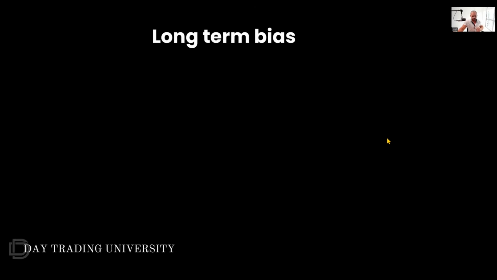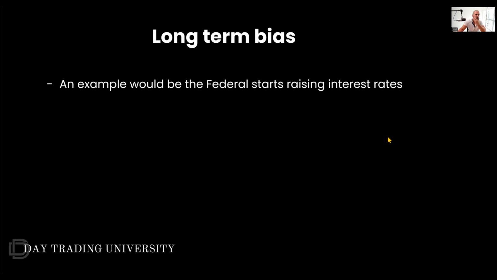Now, a long-term bias. An example of this would be the Federal Reserve starts raising interest rates. Now, if you don't know, I don't want to lose you on this. So if you don't know how interest rates impact gold, what the Federal Reserve is, or any of this stuff, it's okay, right? Oh, I actually have a typo here. It says the Federal starts raising rates. It's supposed to say the Federal Reserve. I apologize. I'm not going to restart just to fix that now.